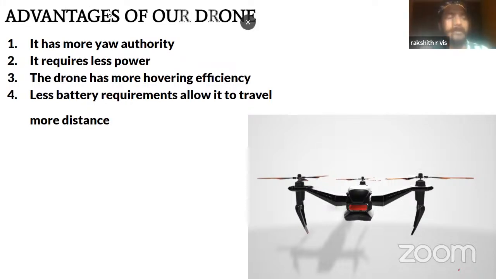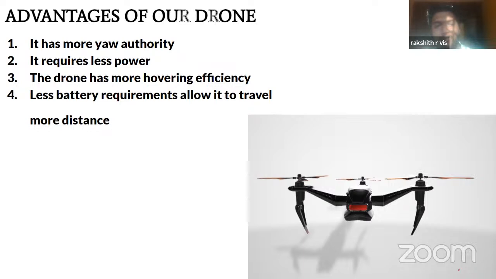This is Rakshit from Vaishnavi Info Solutions, Mysore. Now we are going to look at the advantages of our drone. The first point is that it has more yaw authority. Yaw just refers to rotation, a movement around the yaw axis of a rigid body that changes the direction it is pointing to, left or right of its direction of motion.